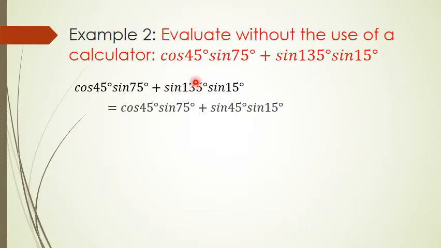Sine 135 degrees. 135 lies in the second quadrant. In the second quadrant, sine is positive. So this reduces to sine 45 degrees. 45 degrees is 180 minus 135.